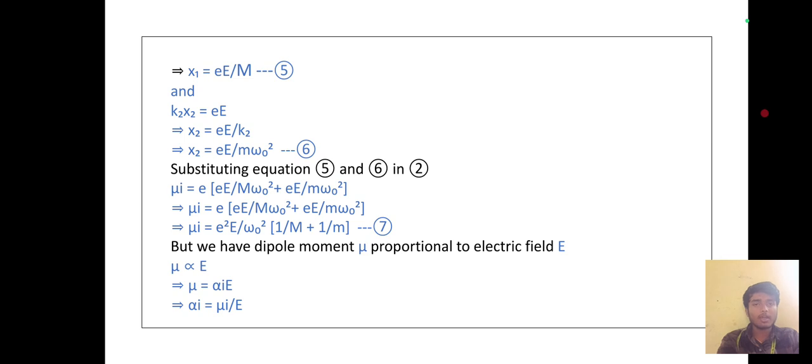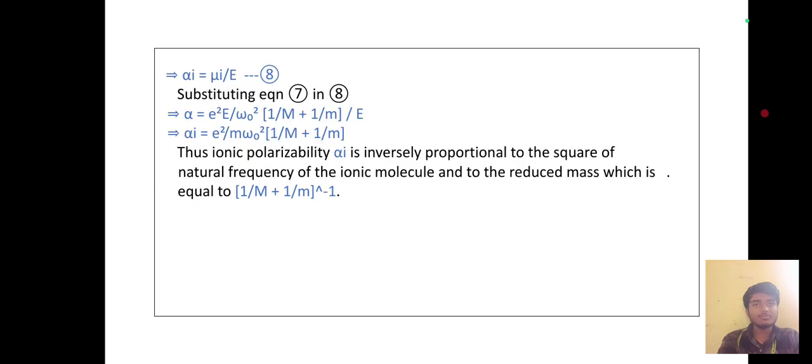But we have the dielectric moment mu directly proportional to the electric field E. That simply gives mu equal to alpha_i into E. Therefore, alpha_i equals mu_i by E. This is equation 8. Substituting equation 7 in equation 8, we get alpha equal to e square E by omega naught square into (1 by capital M plus 1 by small m) divided by E. Therefore, E gets cancelled and we get alpha_i equal to e square by omega naught square into (1 by capital M plus 1 by small m).